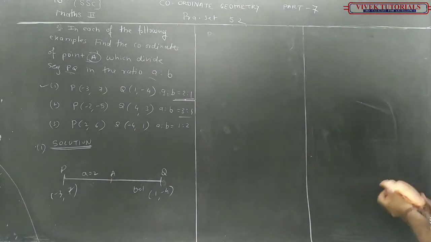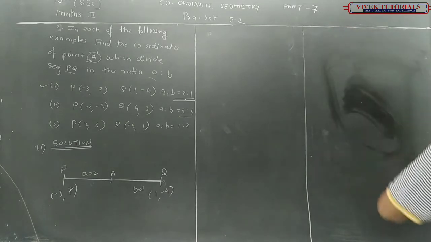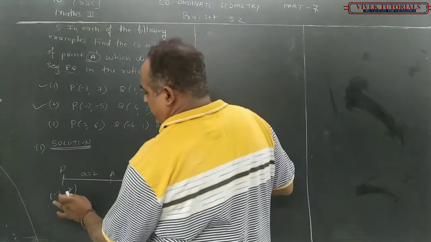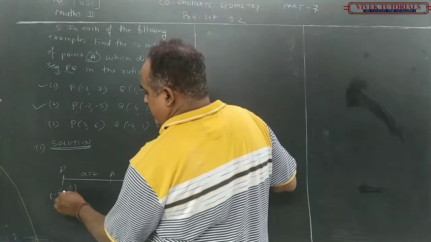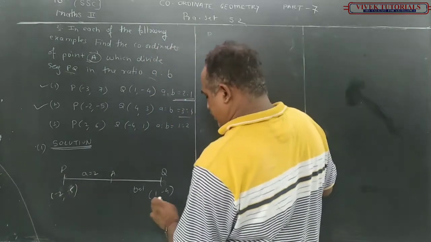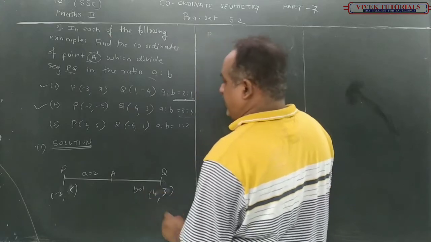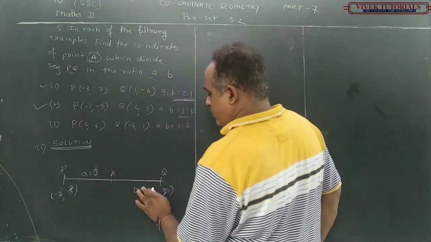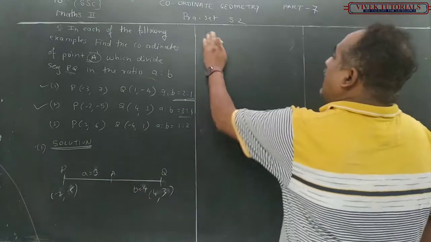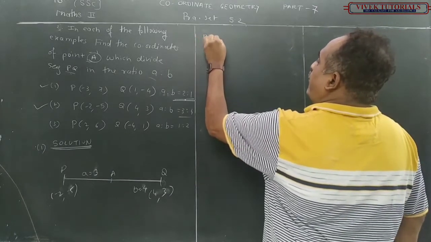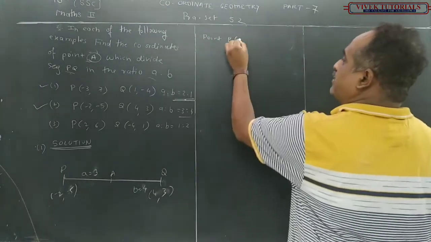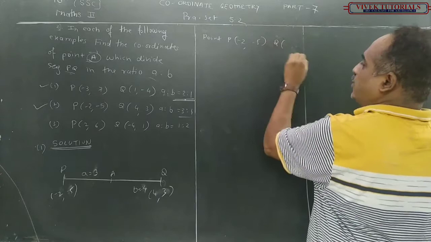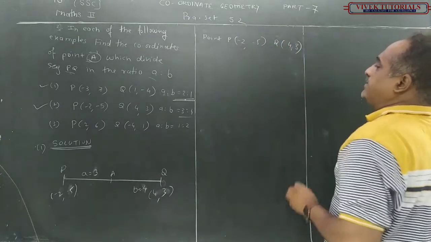Now we are going for the second part of the question. Value of P is minus 2, minus 5 and Q is 4 comma 3. Remaining thing is A is to B, the value of A is 3 and the value of B is 4. Here point P is nothing but minus 2 and minus 5 and the coordinates of Q are 4 comma 3.